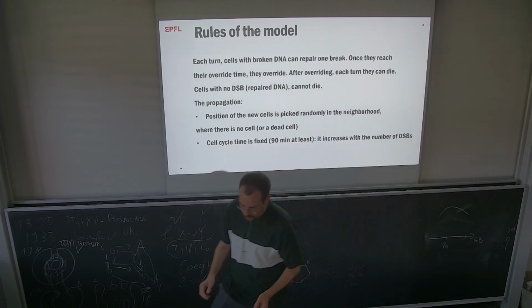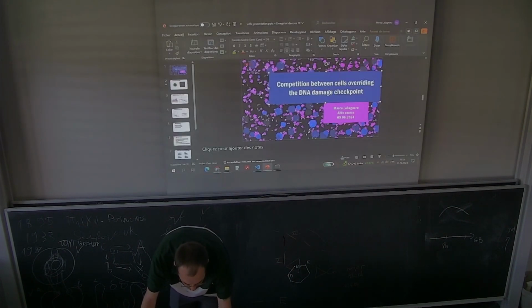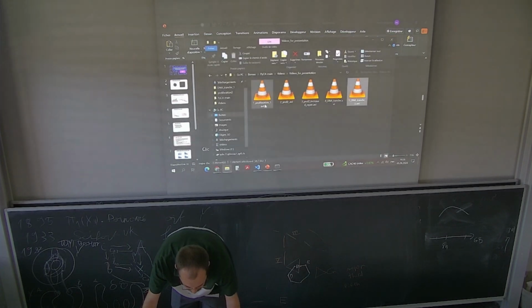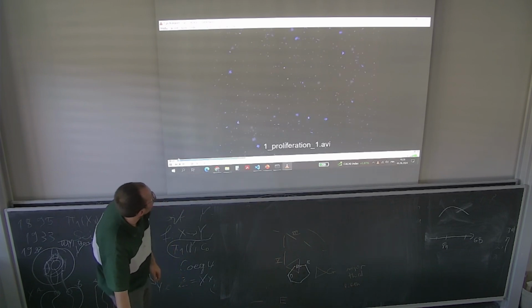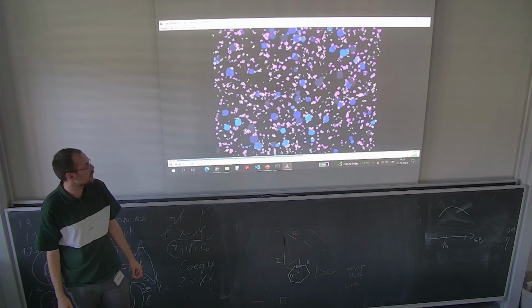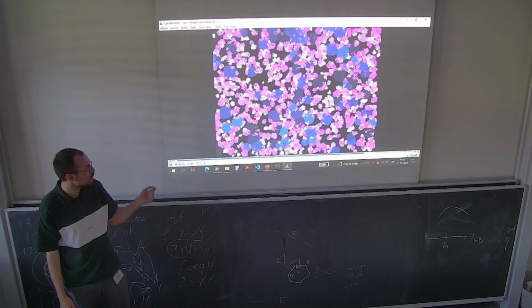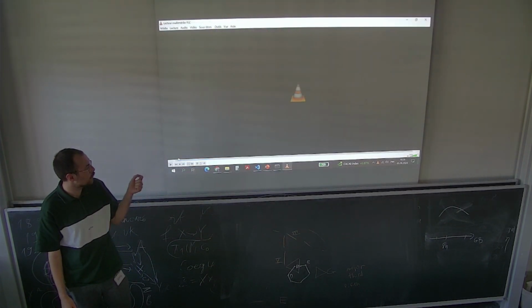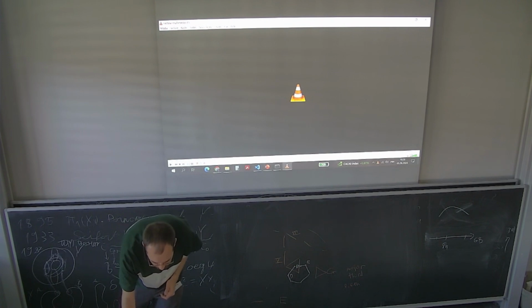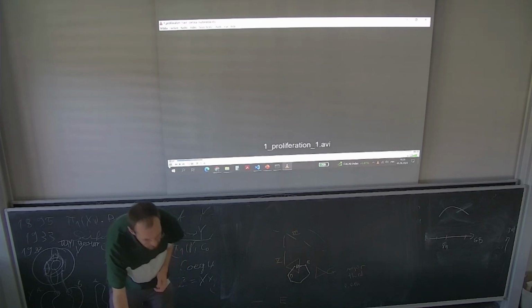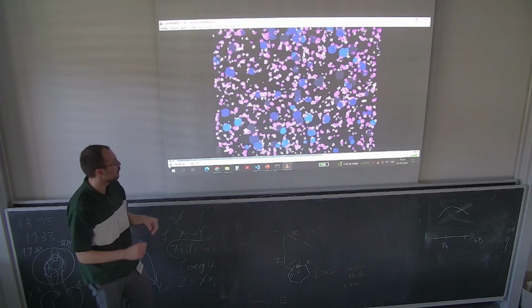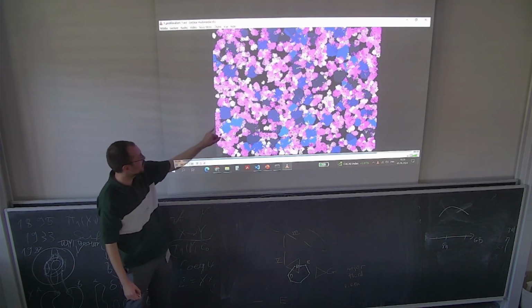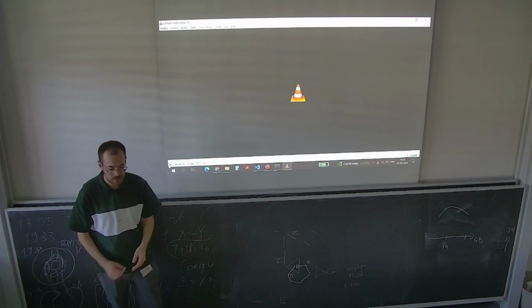So maybe I can show you now what one simulation looks like. For one double strand break, it's really short. I don't know if you can see really well. So that looks something like this. The ones in a shade of blue are the ones that were able to repair, and the ones in pink have DNA breaks. You can see the ones with DNA breaks have some little holes in the colonies. That's just because they can die.